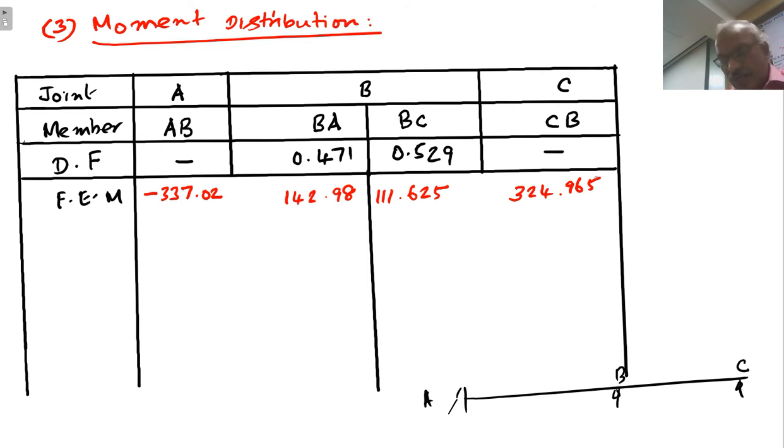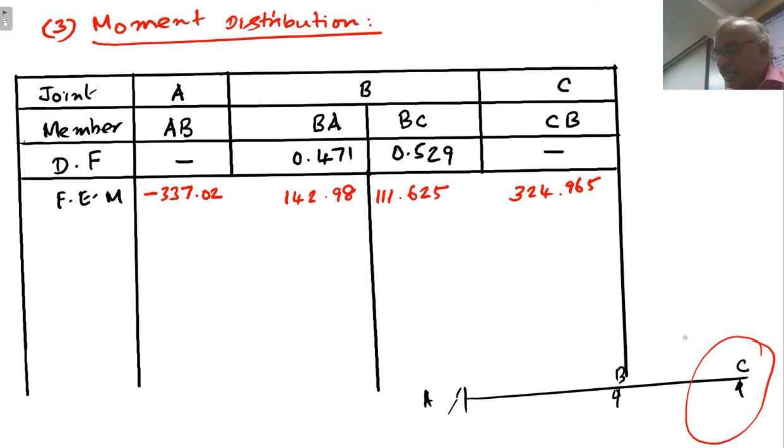Now, hereafter you have to start the moment distribution process. In the moment distribution process, the first job is to release the simply supported end, because C is simply supported. C cannot take any moment. Therefore, first we have to release C, because the 324.965 we have got is because of the wrong assumption that we have assumed C to be a fixed support. That is not the case. Now we have to realize the original given figure.